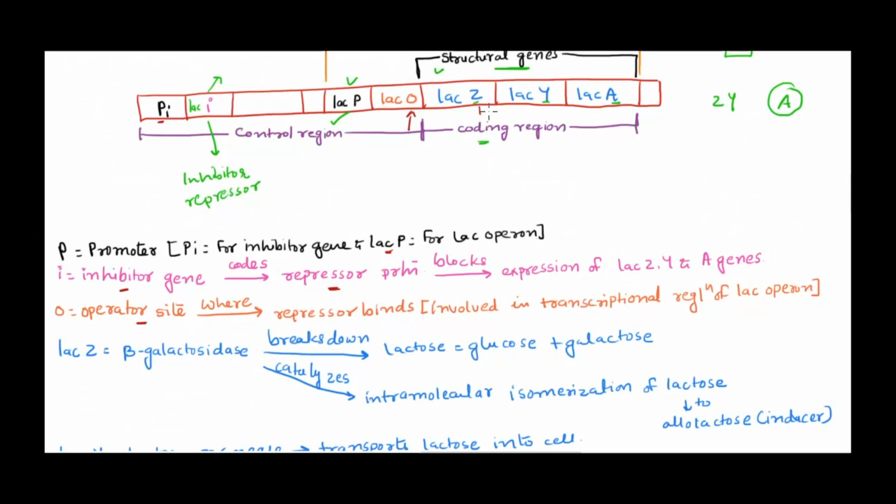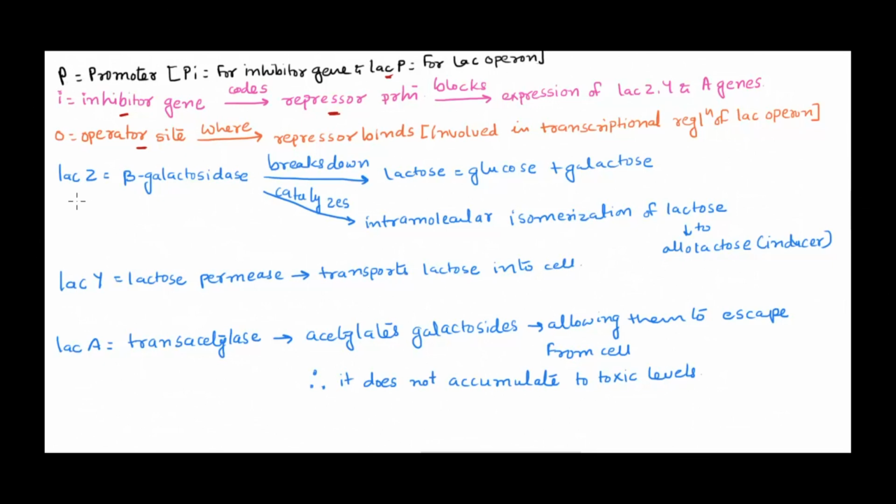Then you have Z, Y and A. I said these are the three genes that code for three enzymes which are needed for lactose metabolism. So what enzymes are those? Lac Z, the first, produces the beta-galactosidase enzyme. This is an enzyme needed for breakdown of lactose because it's a disaccharide. When you break it down, it will produce glucose and galactose that will be utilized as a source of carbon. I'll come to the other function in a moment.